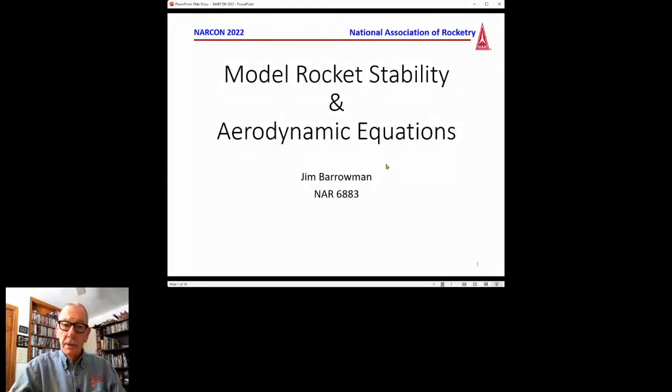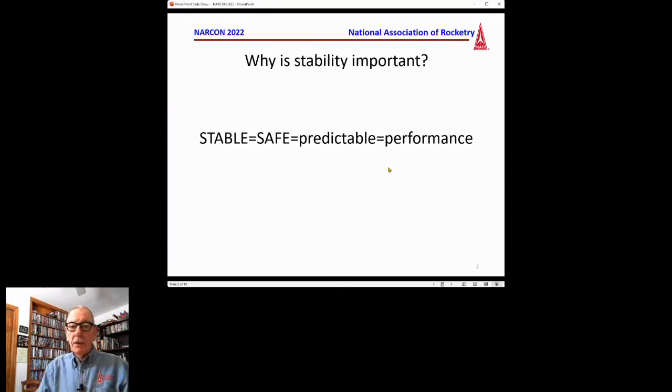Okay, here it is. So again, the equation I was talking about. Thank you, Joyce, for piping up like that. I was all prepared, and then for some reason it didn't stay. But anyway, we're back. Stable equals safe equals predictable equals performance, and that's why it's important. Stability, not just for a rocket, for almost anything, follows that equation.